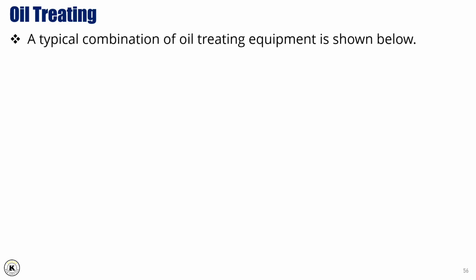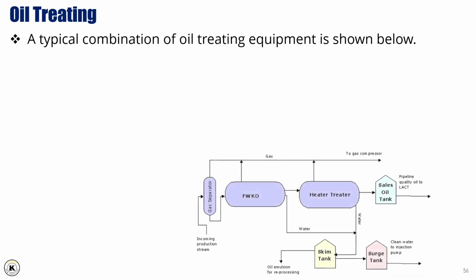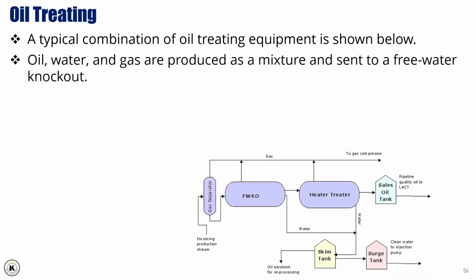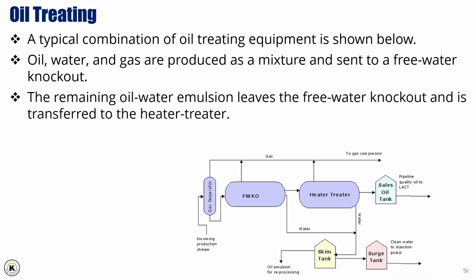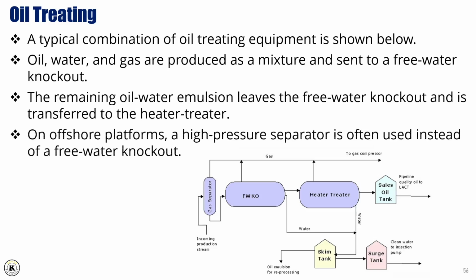A typical combination of oil treating equipment is shown below. Oil, water, and gas are produced as a mixture and sent to a free water knockout. The remaining oil-water emulsion leaves the free water knockout and is transferred to the heater treater. On offshore platforms, a high-pressure separator is often used instead of a free water knockout.